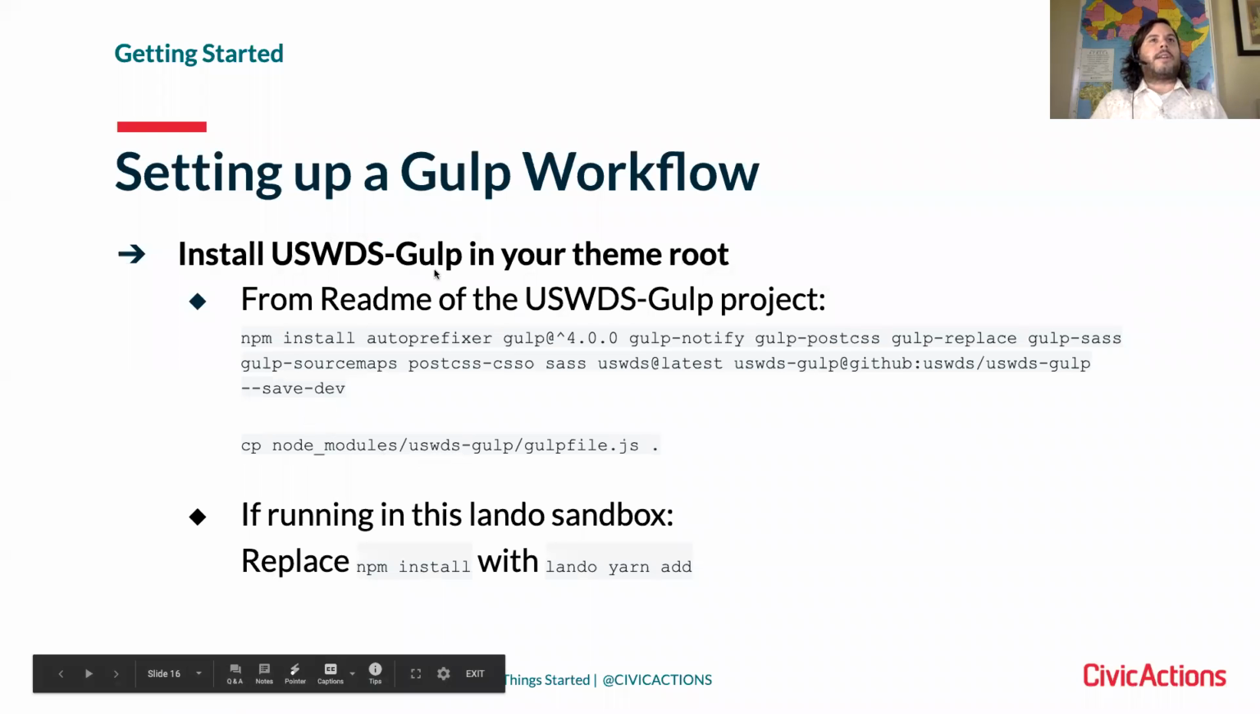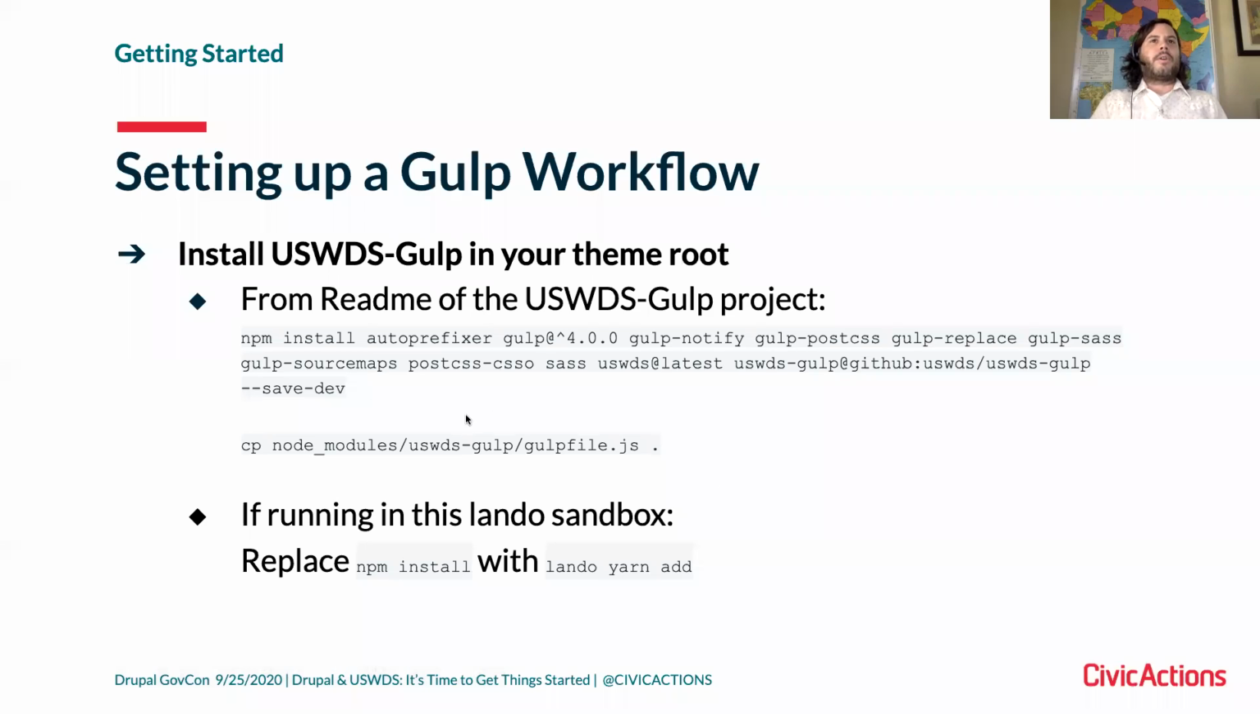And so, setting up the Gulp workflow. To install USWDS, you're going to go to the root of your theme. This is from the README of the USWDS Gulp project. This is the long install command. For our sake, since we're running this inside of this Lando sandbox, we're going to add lando yarn add instead of npm install, because we're using yarn instead of npm. But other than that, everything is pretty much the same.